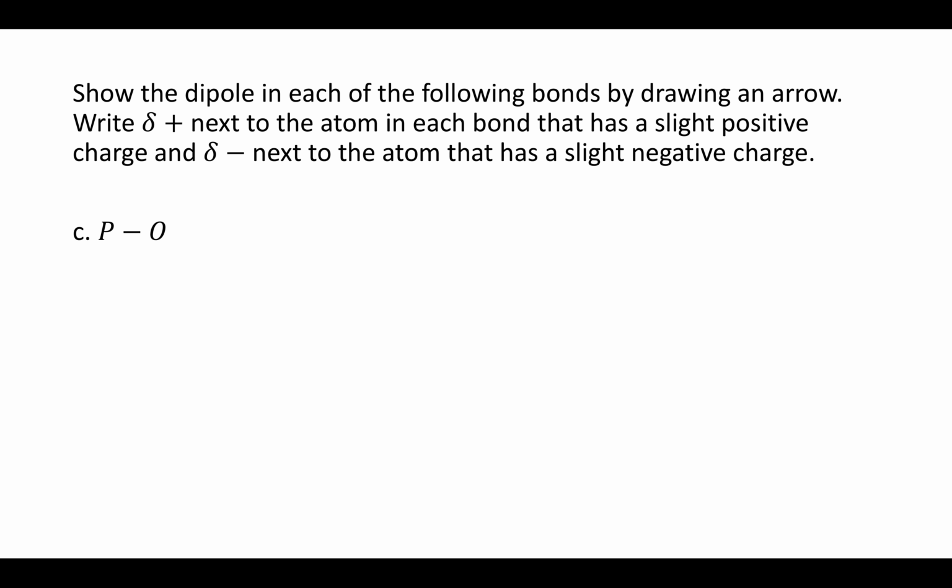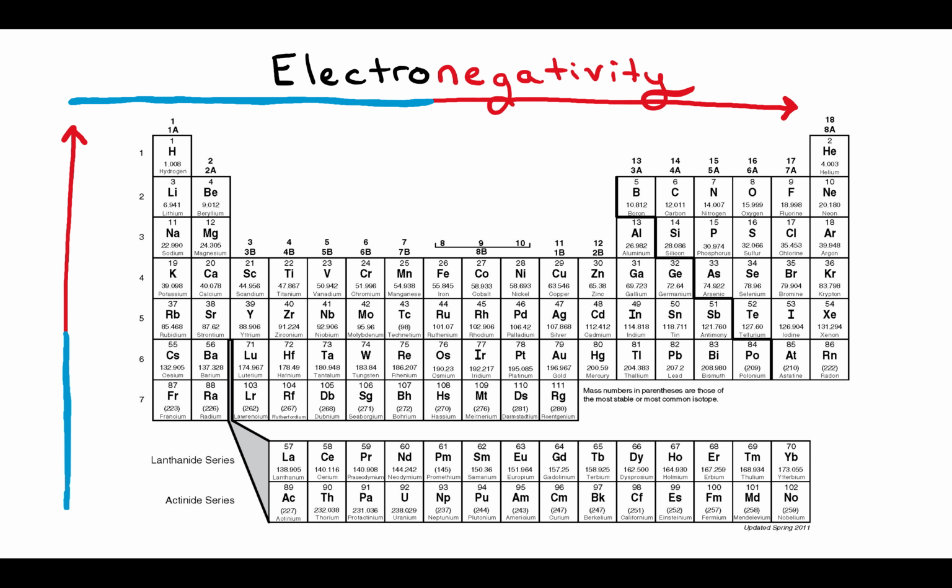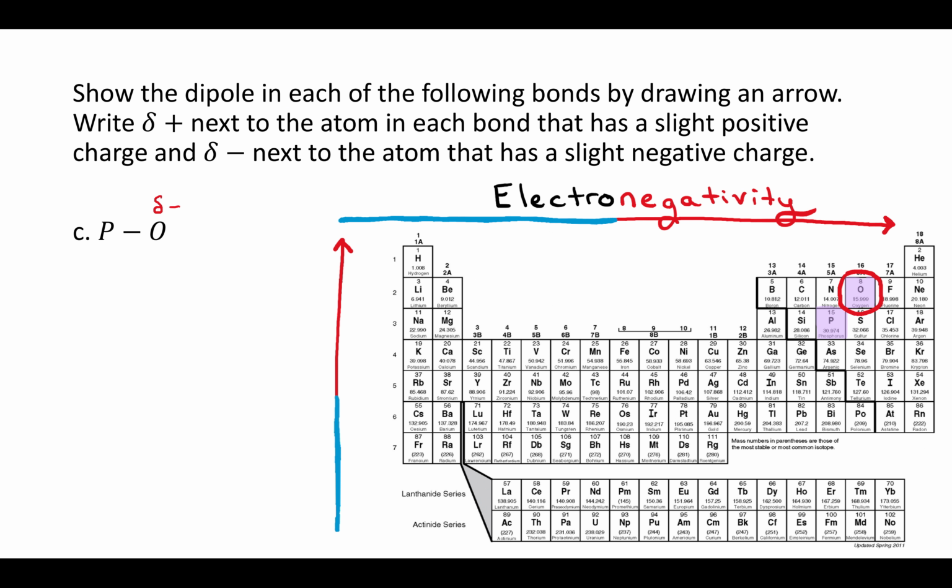How about between phosphorus and oxygen? So phosphorus is here, oxygen is there, because oxygen is both higher up and more to the right. It is the more electronegative atom. And so in this bond, the oxygen is going to be slightly negative and the phosphorus will be slightly positive. Another way to draw that dipole is as an arrow pointing in the direction of the more electronegative atom with a positive sign on the tail. And so that is how you would draw the dipole in that bond.